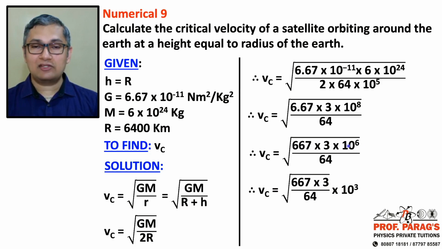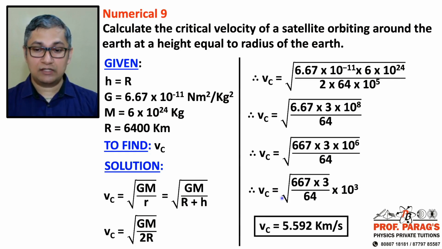Okay, and 10 raised to 6, square root of that becomes 10 raised to 3. Okay, so if I'm finding out critical velocity, this 10 raised to 3 can be written as a prefix kilo. Okay, so this again, please pause the video, do the log calculation, and you should get 5.592. 10 raised to 3 has become kilometer per second for speed.